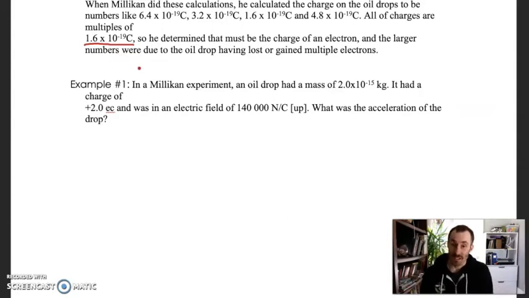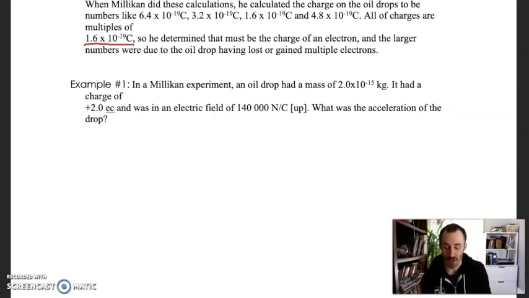So we can do these calculations ourselves, just as a sample of what he had to do. In a Millikan experiment, an oil drop had a mass of 2 times 10 to the negative 15 kilograms. It had a charge of positive 2 e's and was in an electric field of 140,000 newtons per coulomb up. What was the acceleration of the drop?